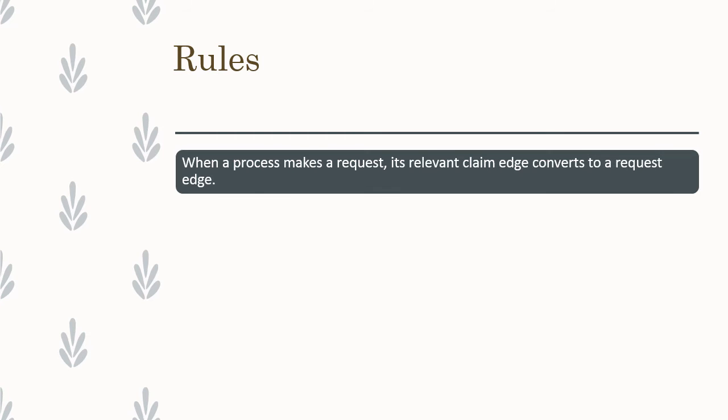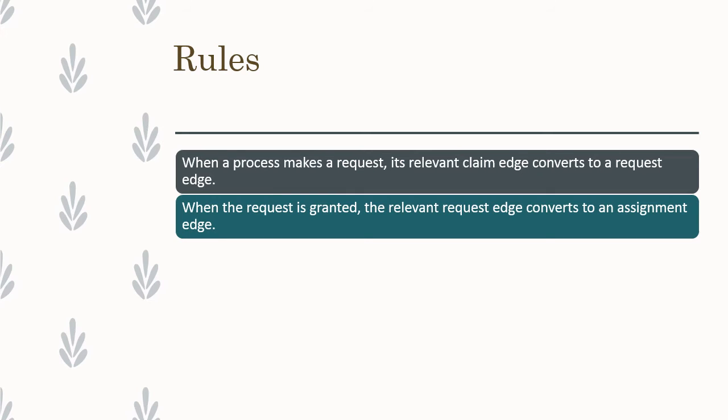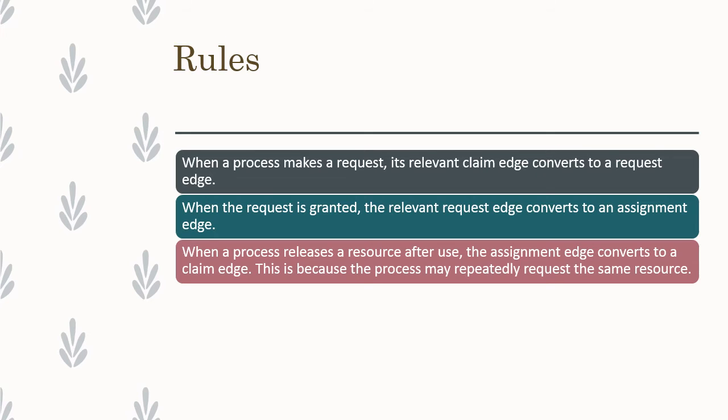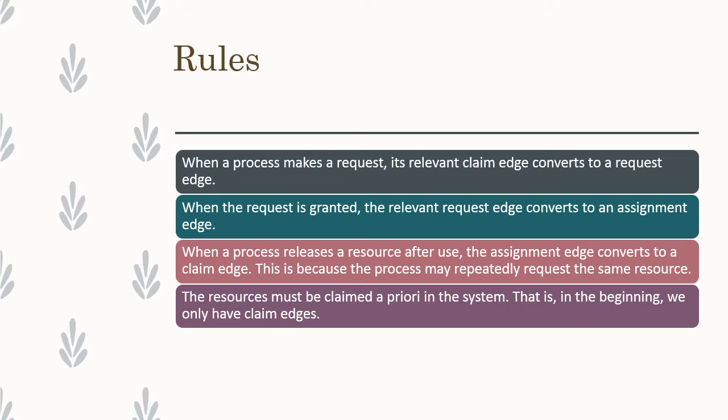Rules. When a process makes a request, its relevant claim edge converts to a request edge. When the request is granted, the relevant request edge converts to an assignment edge. When a process releases a resource after use, the assignment edge converts to a claim edge. This is because the process may repeatedly request the same resource. The resources must be claimed a priori in the system. That is, in the beginning, we only have claim edges. When the process starts, the process needs to declare what resources it will ask for.